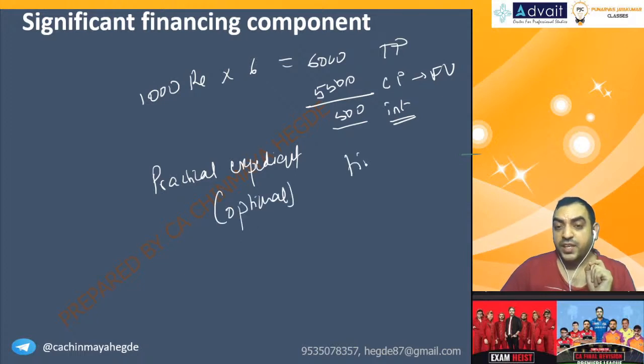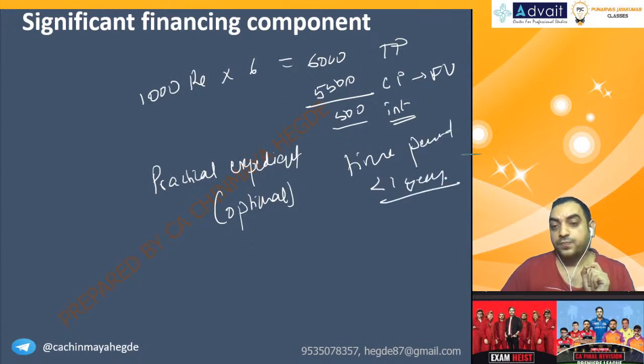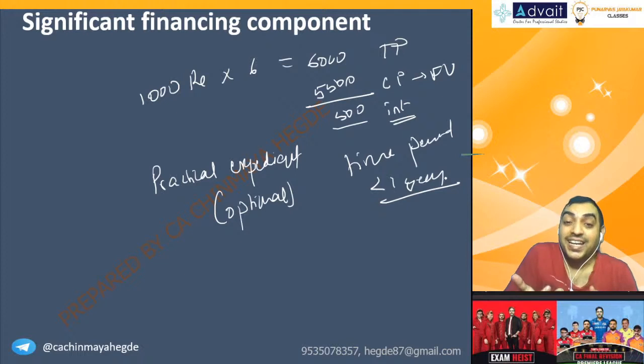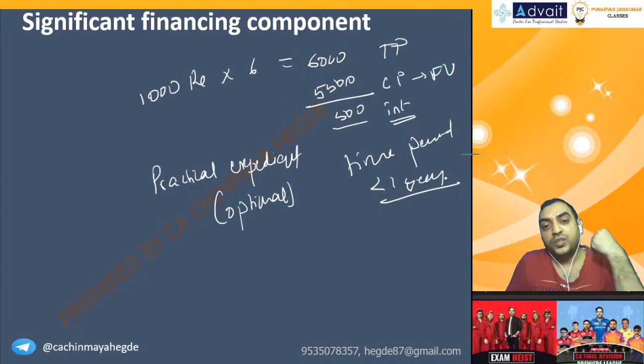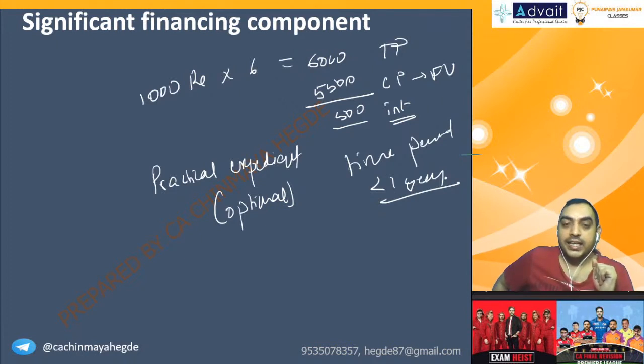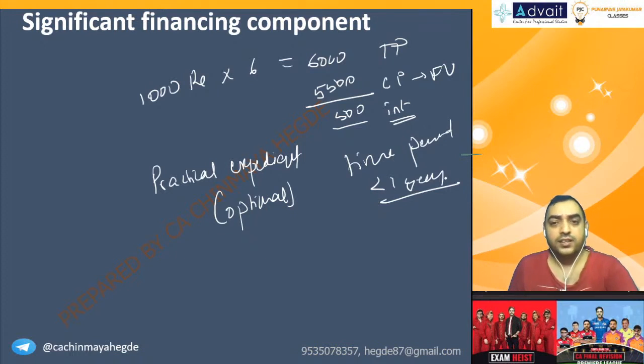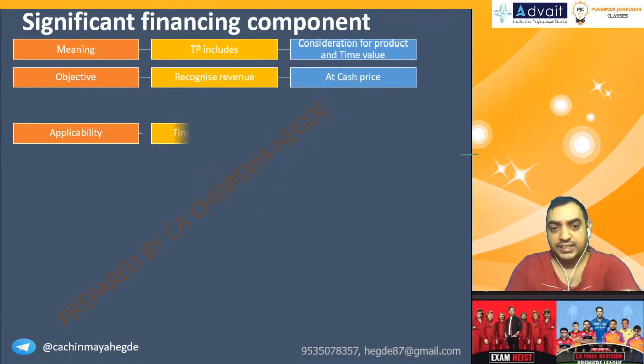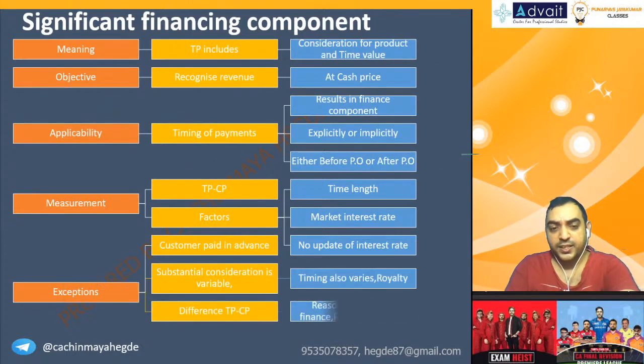If the time period of settlement is less than 1 year, then you need not separate it. It is a choice given. You can fully recognize it as sales, because they think less than 1 year is not so material. When the date of sale and the date of collection is within 1 year, you don't have to separate it. You can fully recognize it as sales. That is your significant financing component.